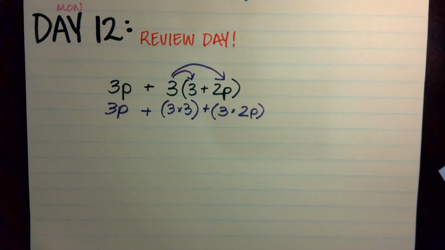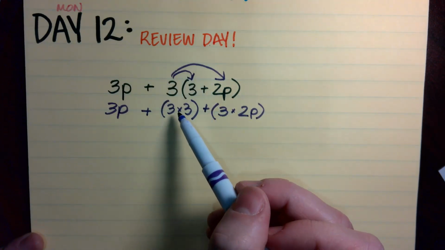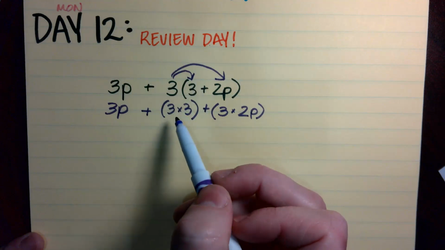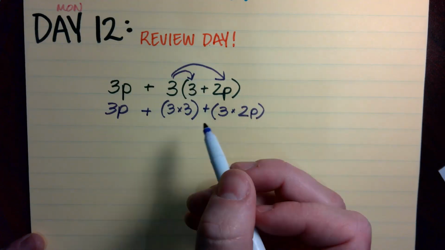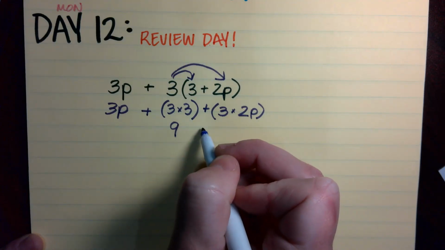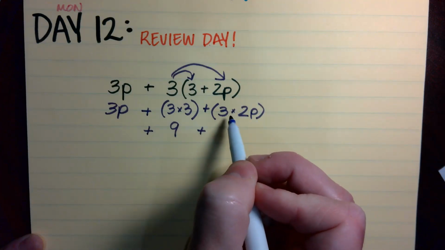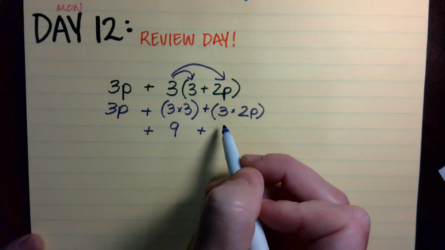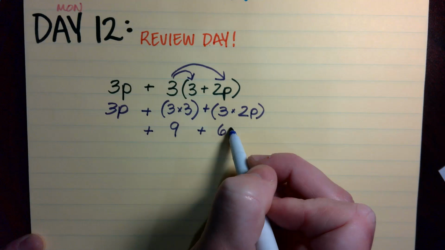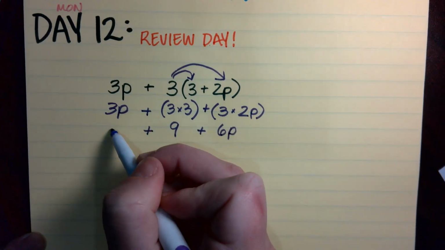All right, is everybody following so far? All right. So now, once we have this distribution problem broken up into the multiplication problems, we know that we can solve 3 times 3, which is 9. And then we have our plus signs that I'm going to bring down. We have 3 times 2p, what's that? 6p. Okay. And then we have our 3p left over.